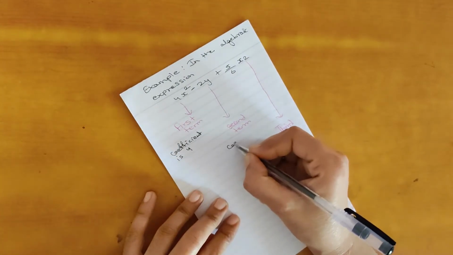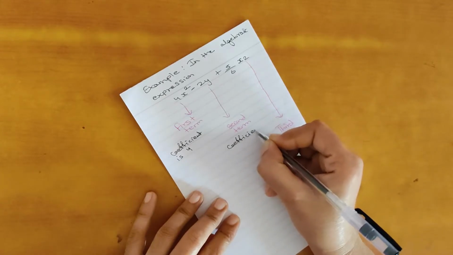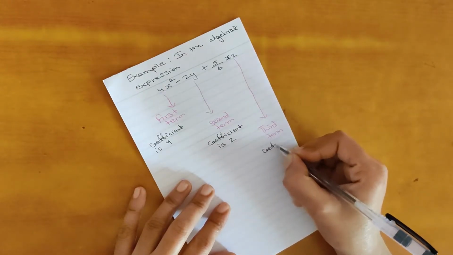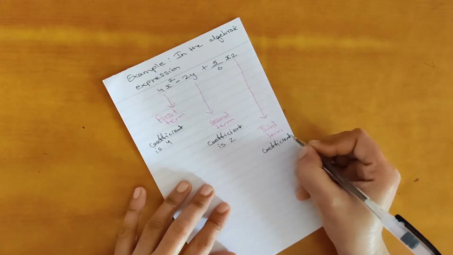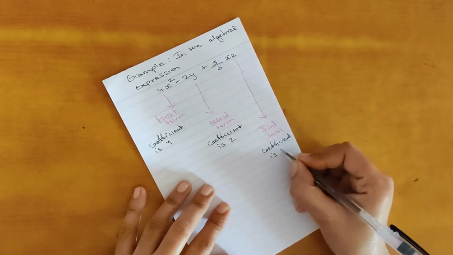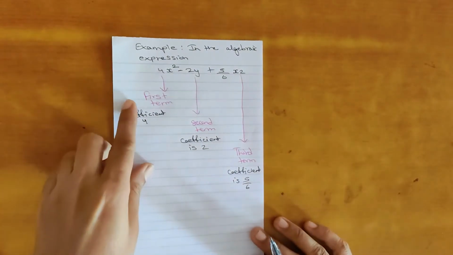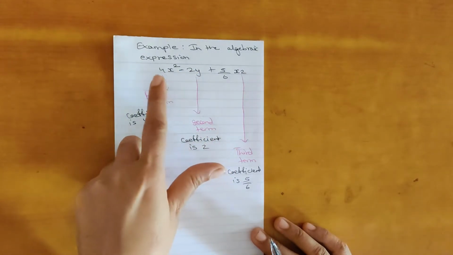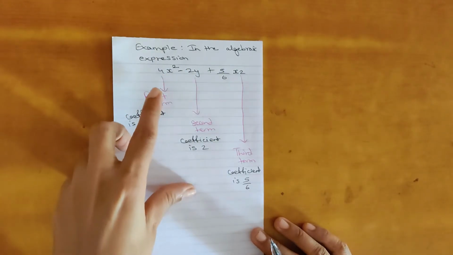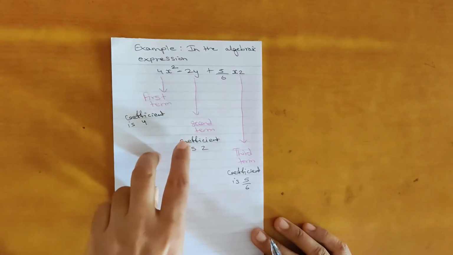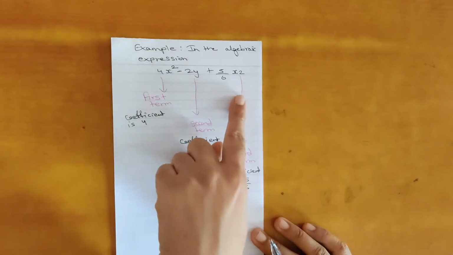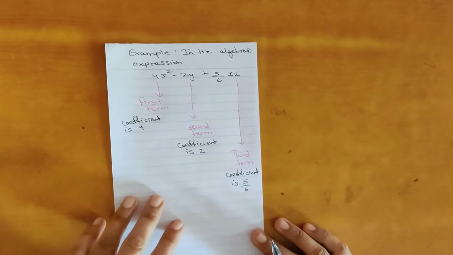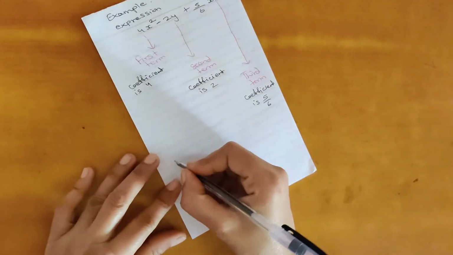Here the coefficient is 2. And here, if you see, the coefficient is 5 by 6. So how many terms can we see in this given algebraic expression? There are 3 terms: first term, second term, third term. First term coefficient is 4, second term the coefficient is z, and third term, if you see, the coefficient is 5 by 6.